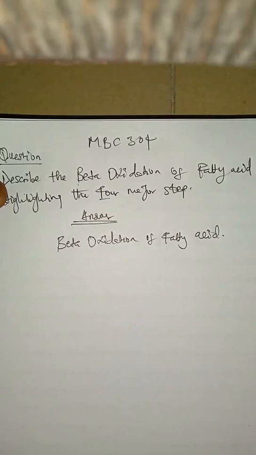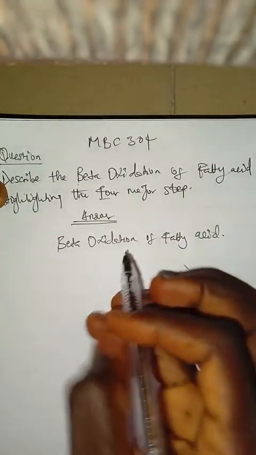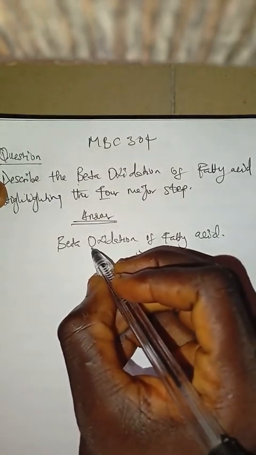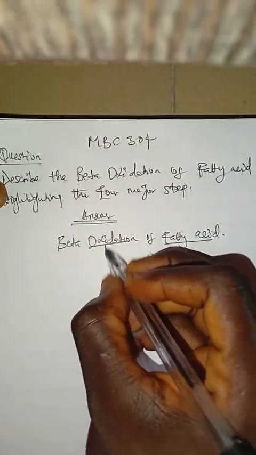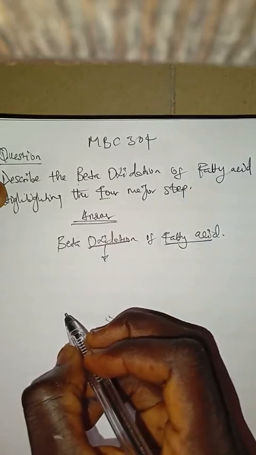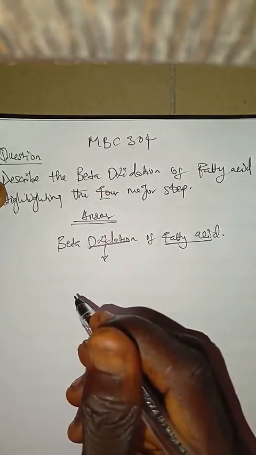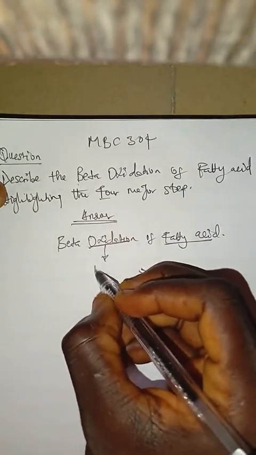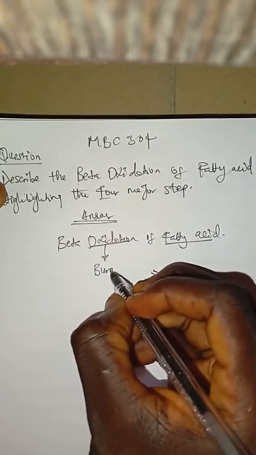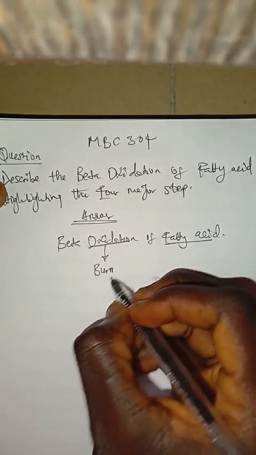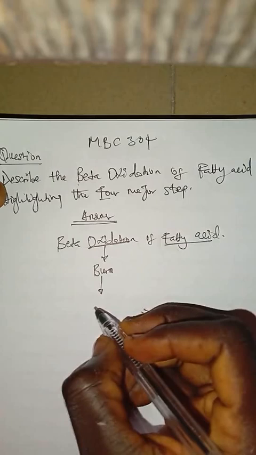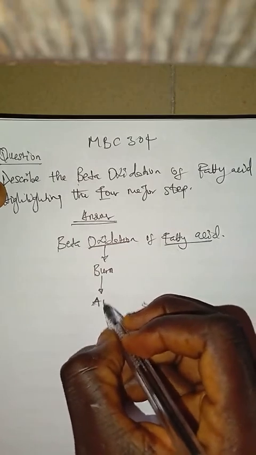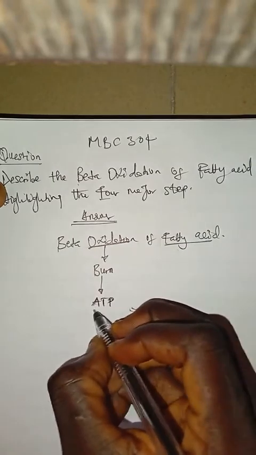Now, from beta oxidation, what do you understand by this statement? First of all, we have oxidation and we have fatty acid. This word oxidation, what does it mean? What does it mean to oxidize? It simply means to burn something. When you burn something, you release energy, like heat. In like manner, what do we get if we oxidize fatty acid?